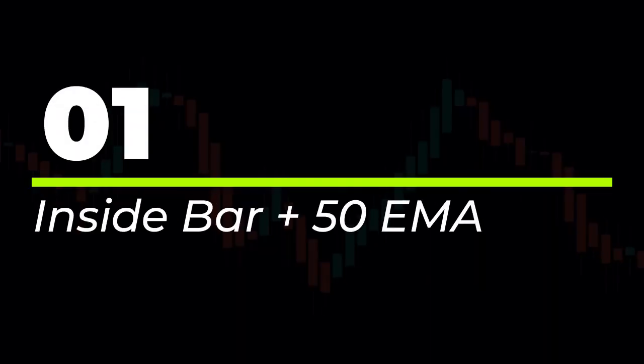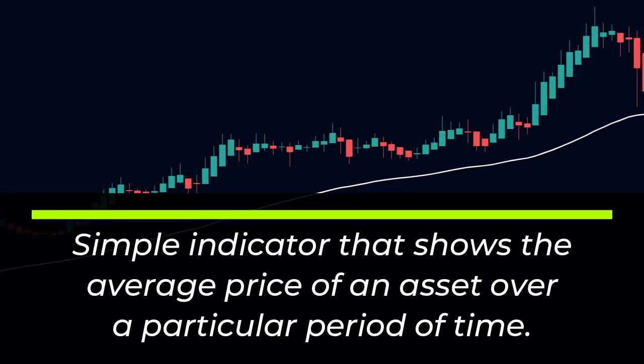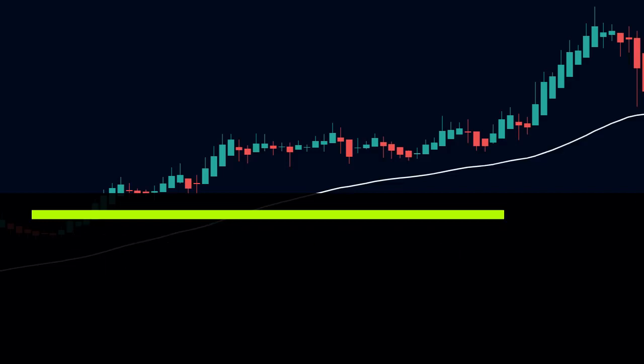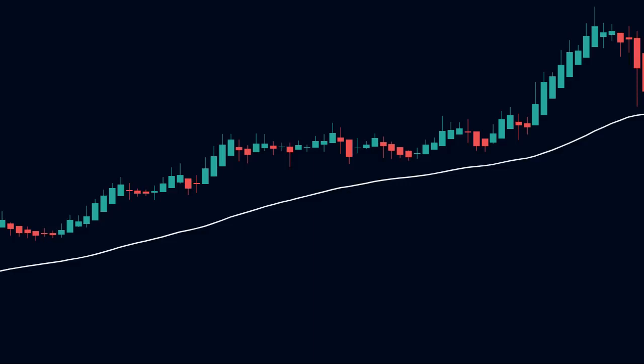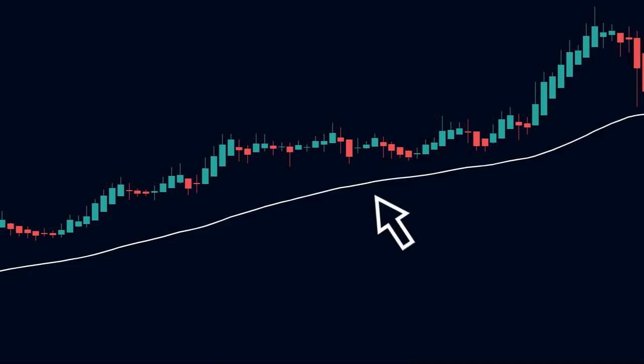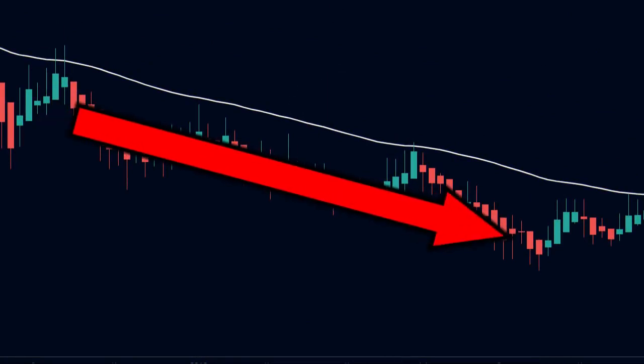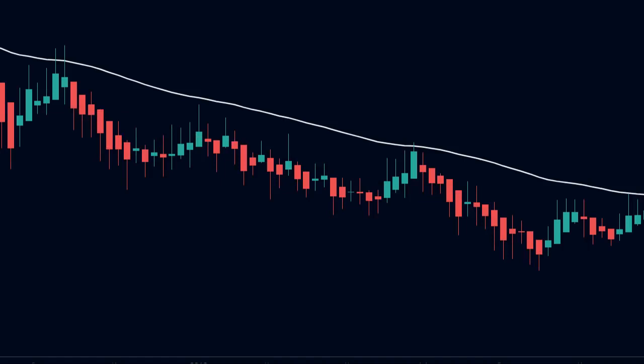Another way of using the inside bar pattern is using it with a 50-period EMA. So a moving average is a simple indicator that shows the average price of an asset over a particular period of time. The main use of a moving average is that it helps us in identifying the trend of the market. When the price is trading above the EMA and the EMA is sloped upwards, it indicates that the price is in an uptrend. On the other hand, when the price is trading below the EMA and the EMA is sloped downwards, it indicates that the price is in a downtrend.